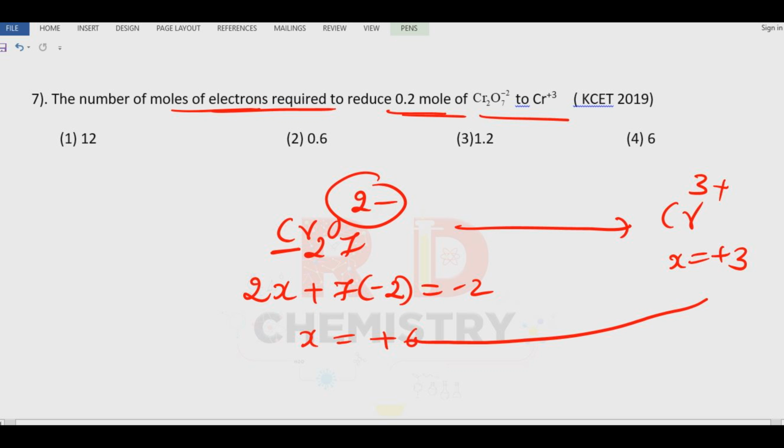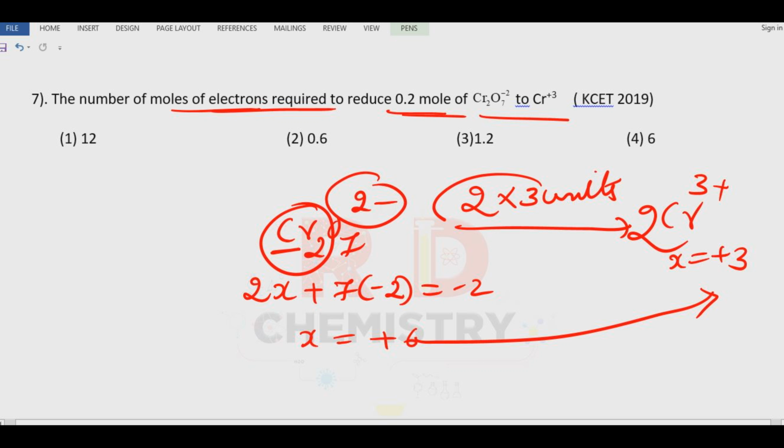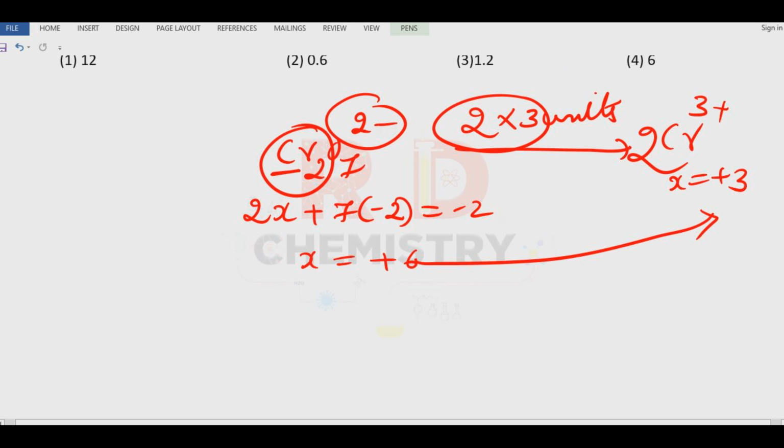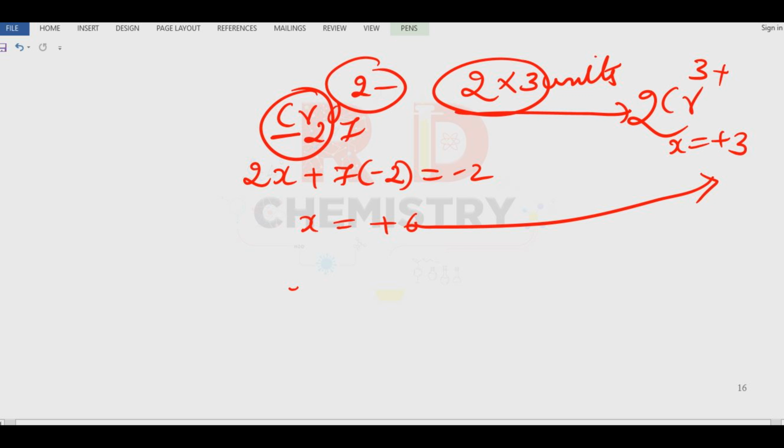So plus 6 becomes how much? Plus 3. What is the difference? 3 units difference. But how many chromiums are there? 2 chromium. Balance it 2 times. So multiply this number also by 2, which is 6. Correct? So 6 units difference is there. Clear? Or you can also remember like this. For 2X here, 2X is equal to plus 12. This side 2X, 2 into chromium plus 3 is equal to 6. So what is the difference? 12 to 6, 6 units different. It is one and the same.